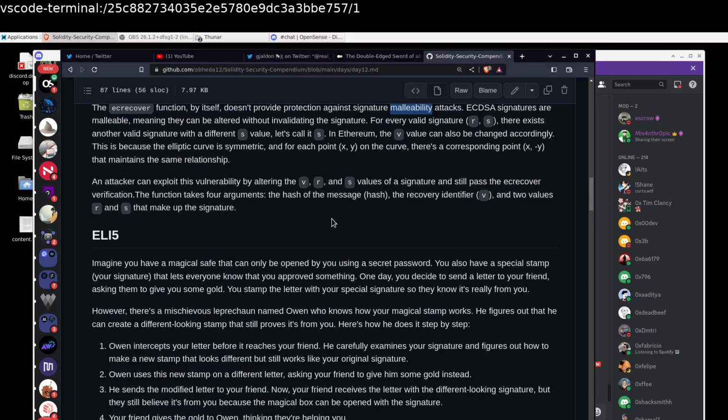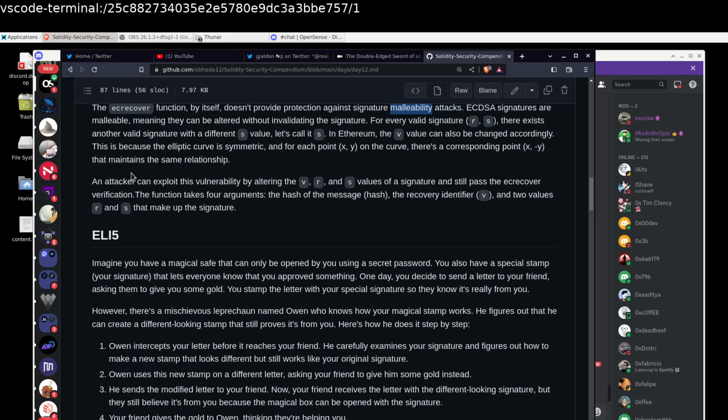Signatures are malleable, meaning that they can be altered without invalidating the signature. For every valid signature, R and S, there is another valid signature with a different S value. Let's call it S'. In Ethereum, the V value can also be changed accordingly. This is because the elliptic curve is symmetric, and for each point on the curve, there is a corresponding point that maintains the same relationship.